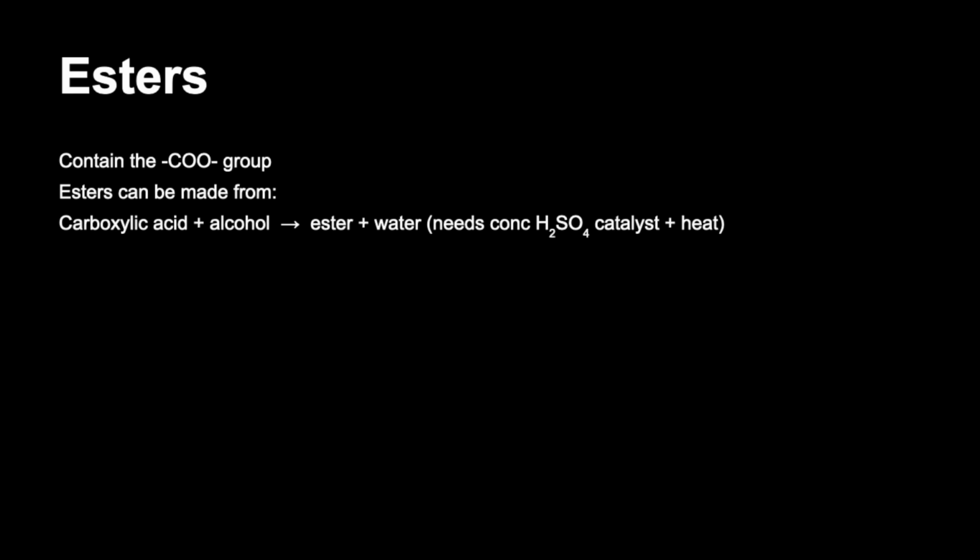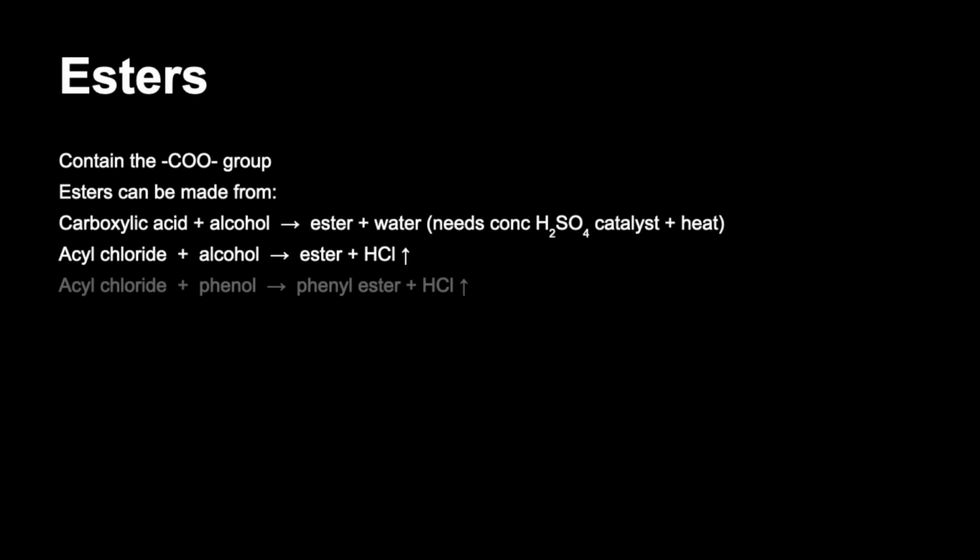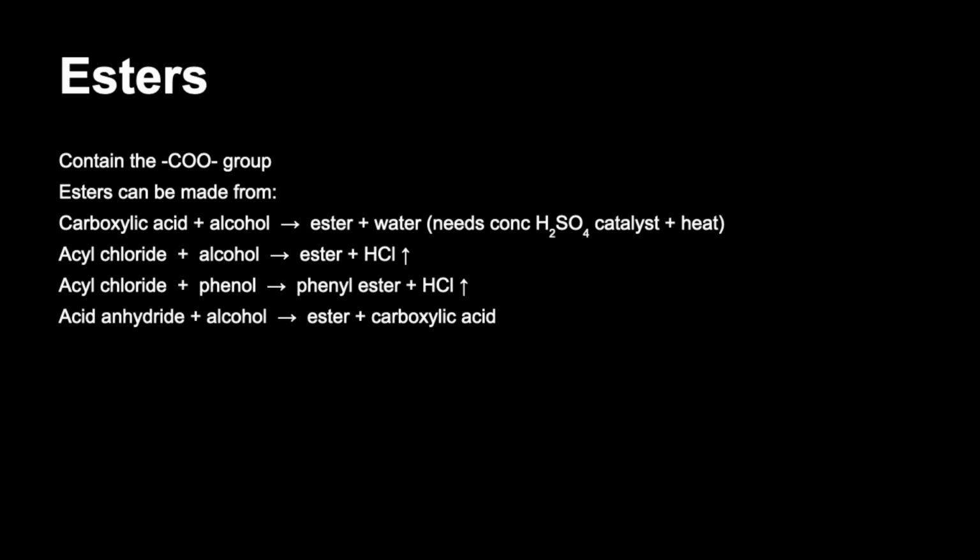Moving on to esters, so they contain the COO group. So the C double bond O also has a single bonded O on the carbon. Esters can be made in a few ways, so they can be made from carboxylic acids and alcohols, and that makes ester and water, but that reaction needs a concentrated sulfuric acid catalyst and some heat. They can also be made by an acyl chloride, we've just seen that reaction, so acyl chloride and alcohol will make an ester plus HCl gas. If you want to make a phenyl ester, that's acyl chloride and phenol. And you can also make an ester using an acid anhydride with an alcohol. So as well as the ester, you make a carboxylic acid.